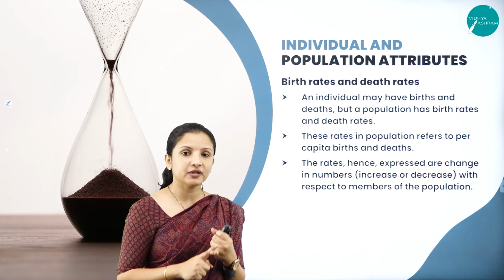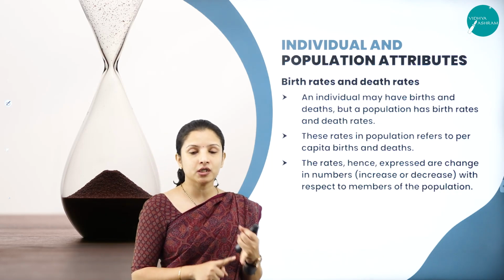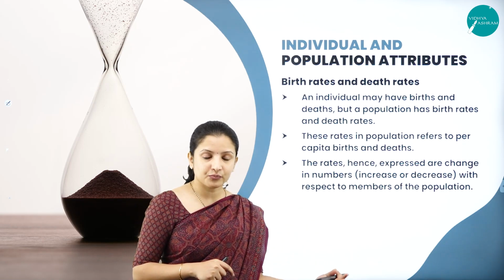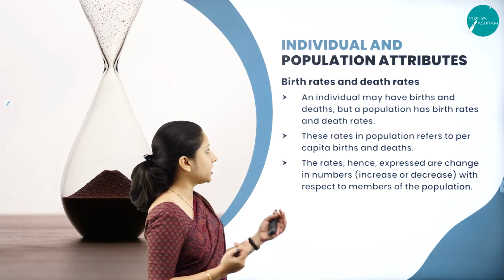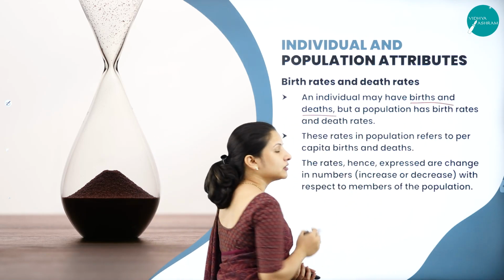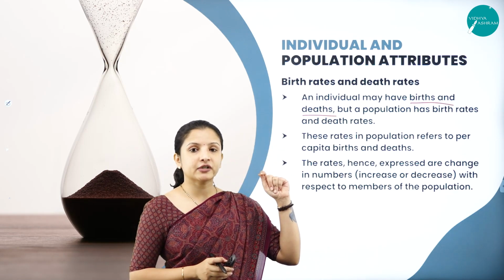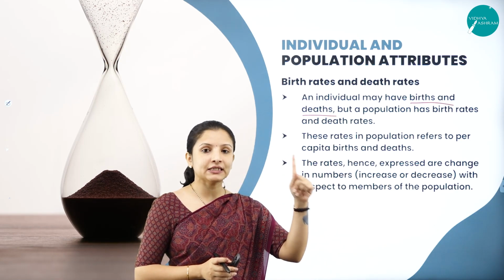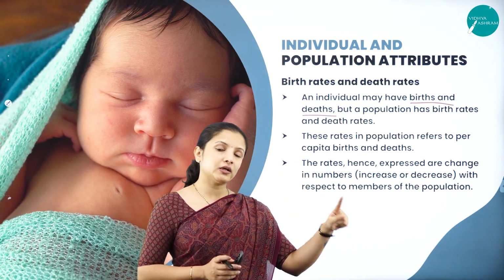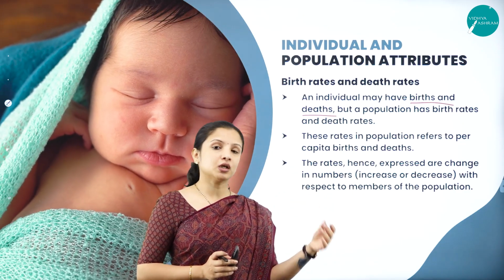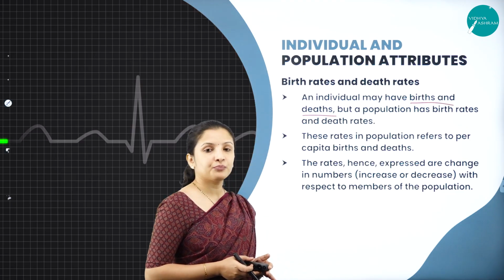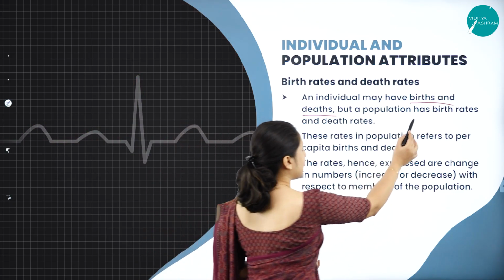The first thing is population can be understood based on the birth and the death rate of the individual. So birth rates will add on to the population, death rates will decrease the population. So an individual may have births and deaths. So an individual organism, say for example that particular deer, one single individual deer in a forest, it can be considered that the individual deer will give birth, the individual deer will die, right? So an individual may have birth and deaths, but a population has birth rates and death rates.